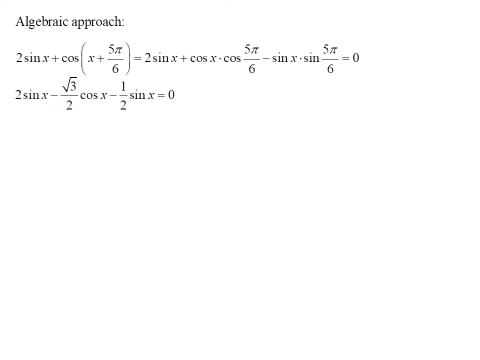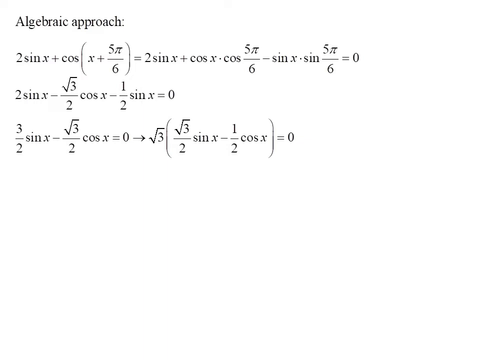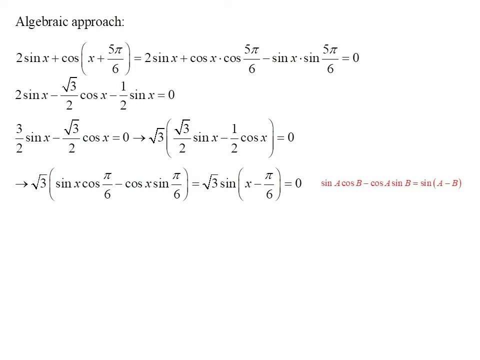Now let's look at the algebra approach. For this approach, we first expand the circular function and then combine the like terms to the form of 3 over 2 times sine x minus square root 3 over 2 times cosine x equals 0. Then we modify the equation by multiplying and dividing by square root 3, and then apply the addition formula to simplify it as square root 3 times sine of (x minus pi over 6) equals 0.